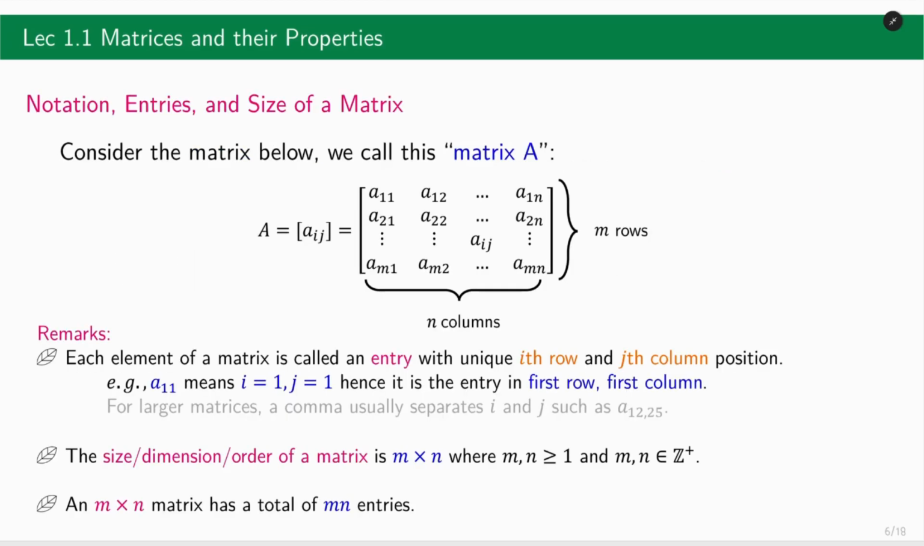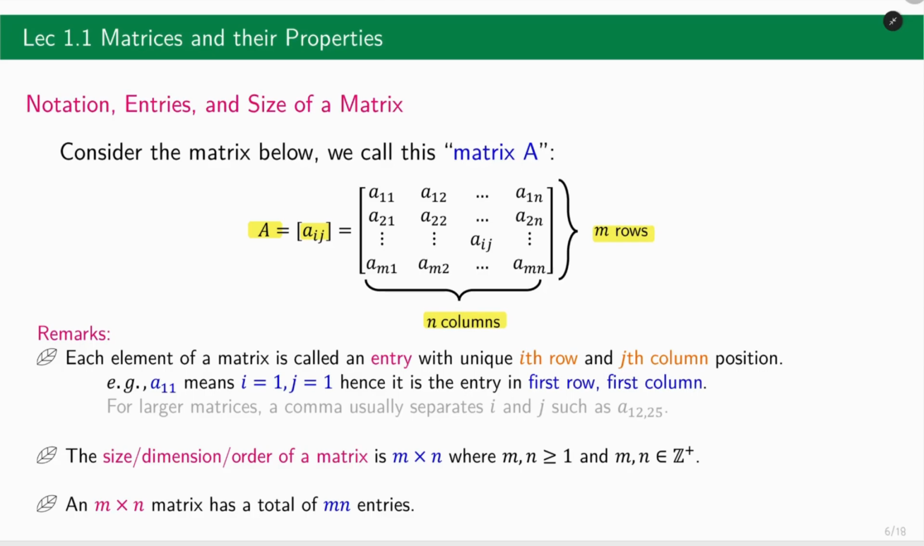Let's have the notation, entries, and size of a matrix. Considering the matrix below, we call this matrix A. Usually we use a capital letter to denote or to name a matrix. Matrix A is composed of a sub ij, where i is the row and j is the column. Here we have m rows and n columns.